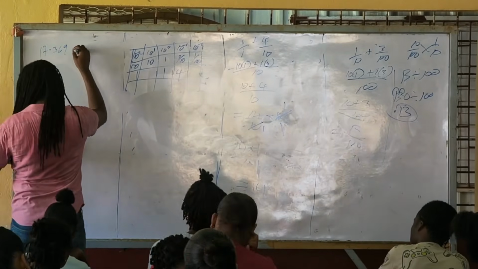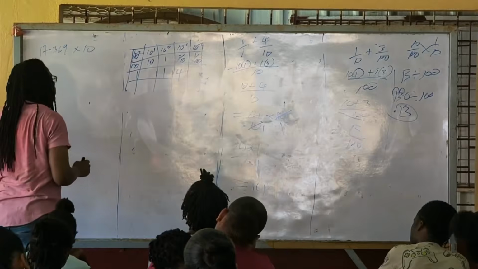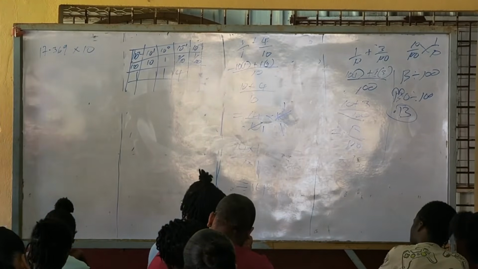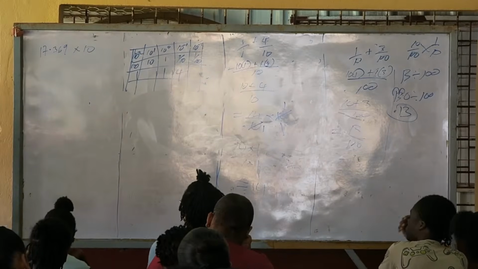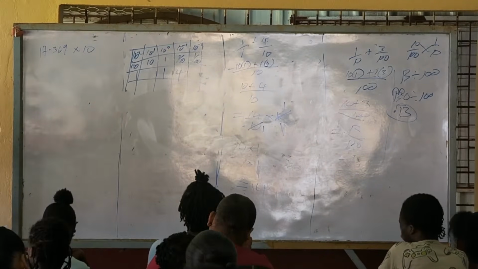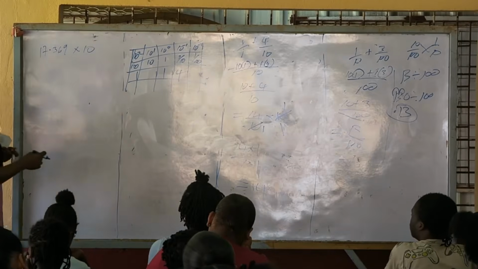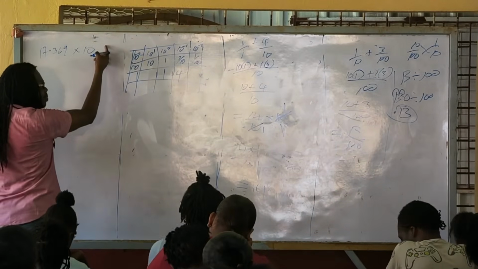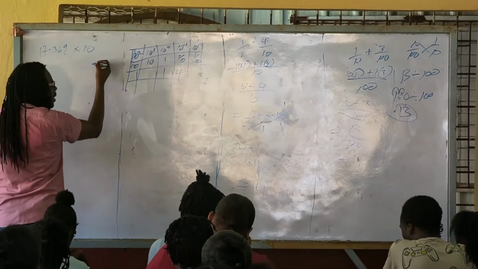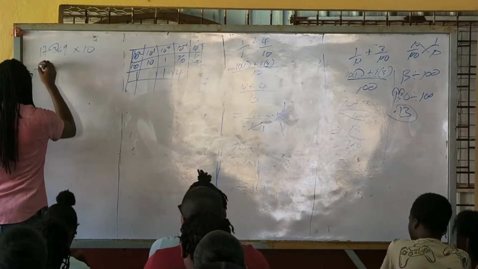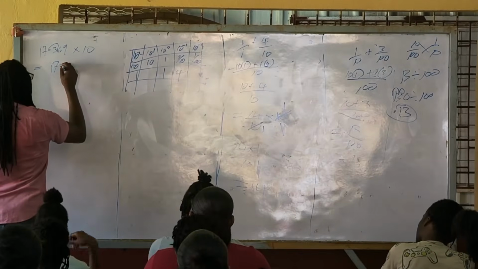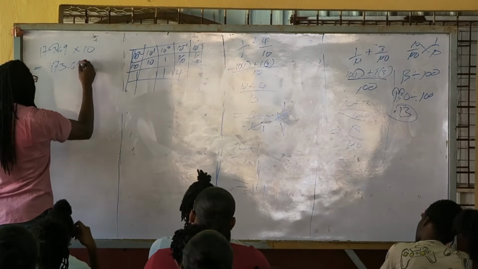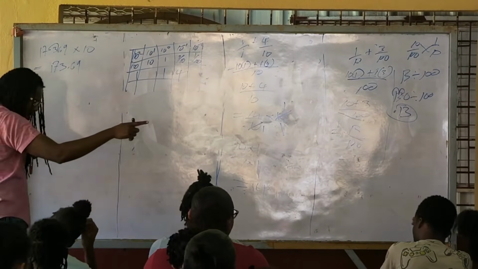$17.369 times 10. What kind of function is it? Expansion function, isn't it? Multiply and add. That means what direction are we moving in? And how many spaces? Because what? So that is equal to 17.369.